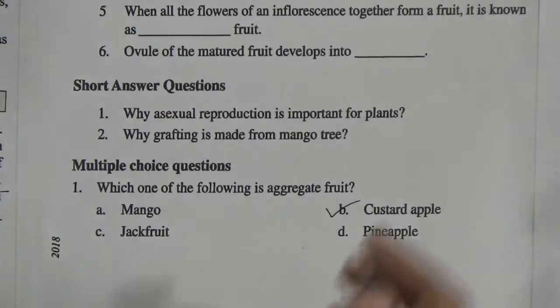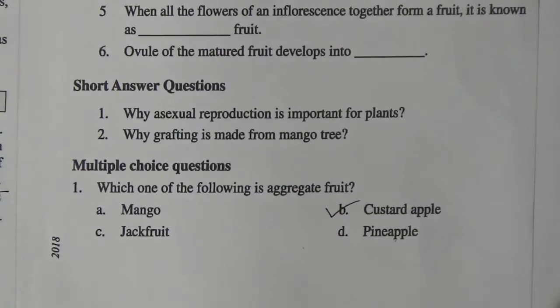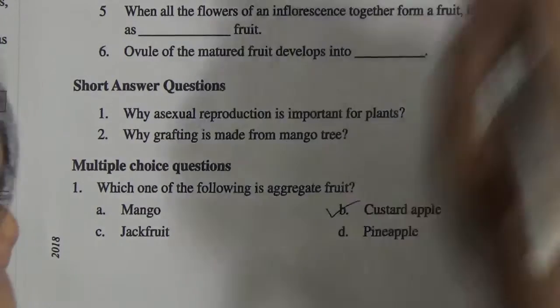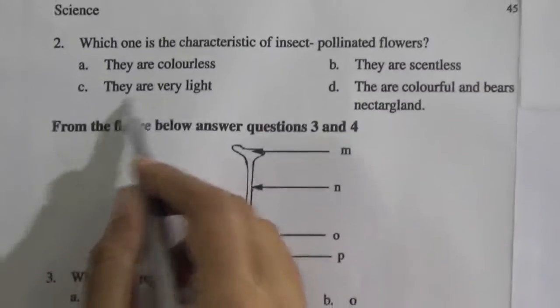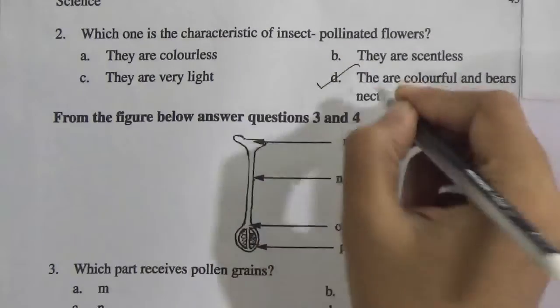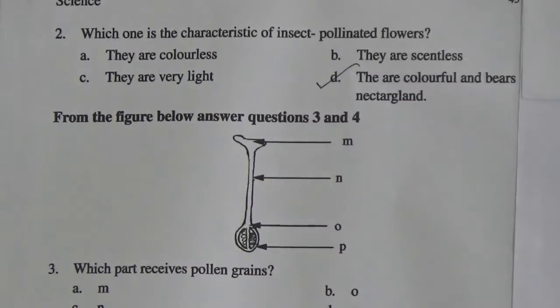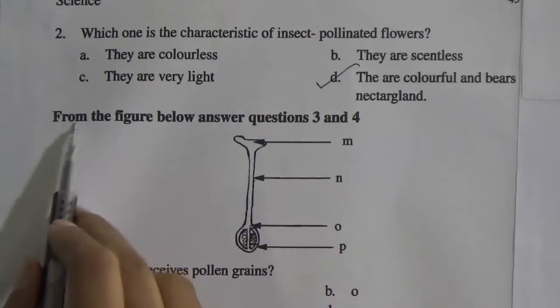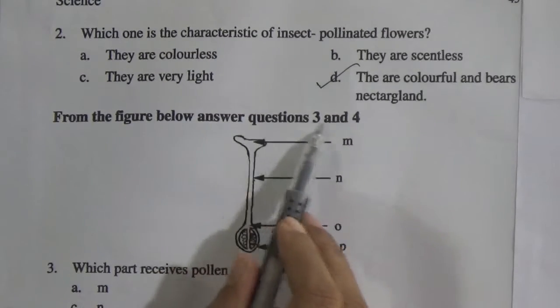Now come to the next one. Which one is the characteristic of an insect pollinated flower? They are colorless, they are scentless, they are very light, they are colorful and bear nectar glands. And this is the insect pollinated flower's characteristic, because the colors attract the insects and that's why insects come to them and help in pollination. Now come to the figure below, answer question number 3 and 4.